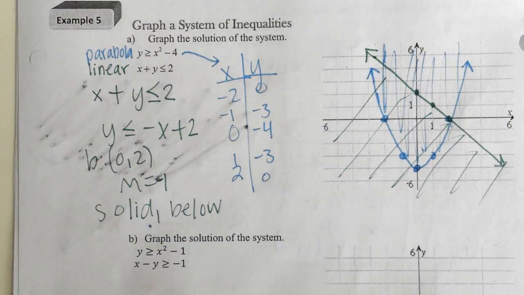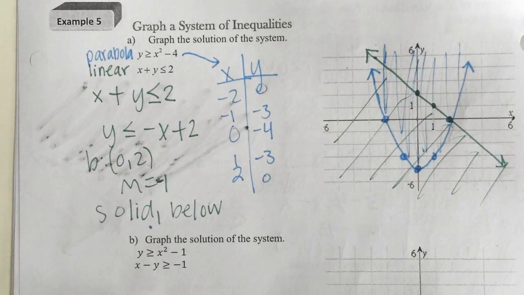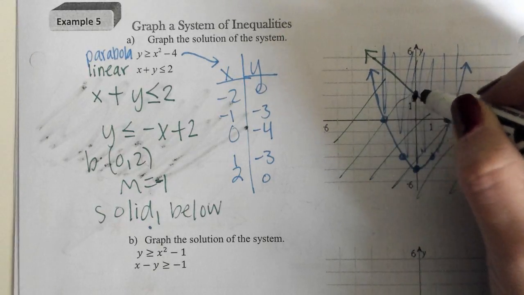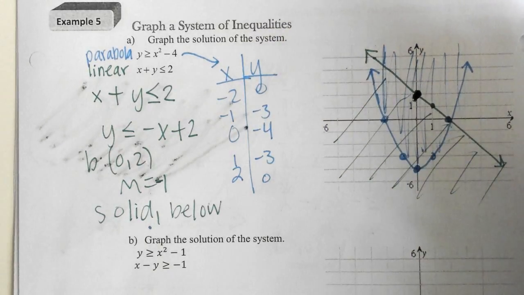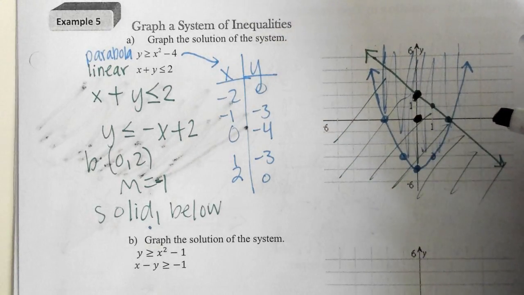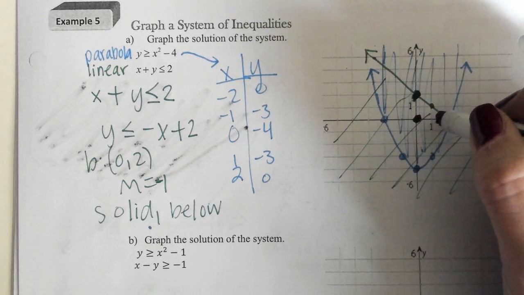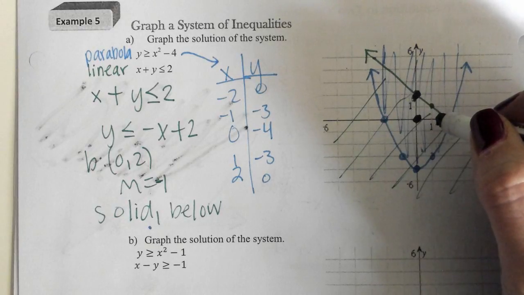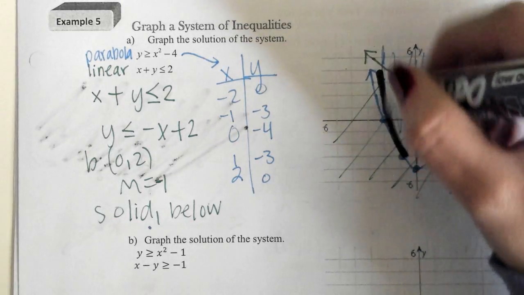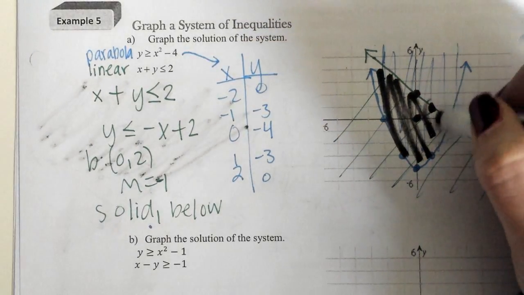Kayla, tell me one point that's going to be in the solution region. (0, 2). Very good. Give me another one. Anybody? What'd you say, Antonio? (1, 0)? I can't hear you. (1, 1). Yes, that's correct. There you go.